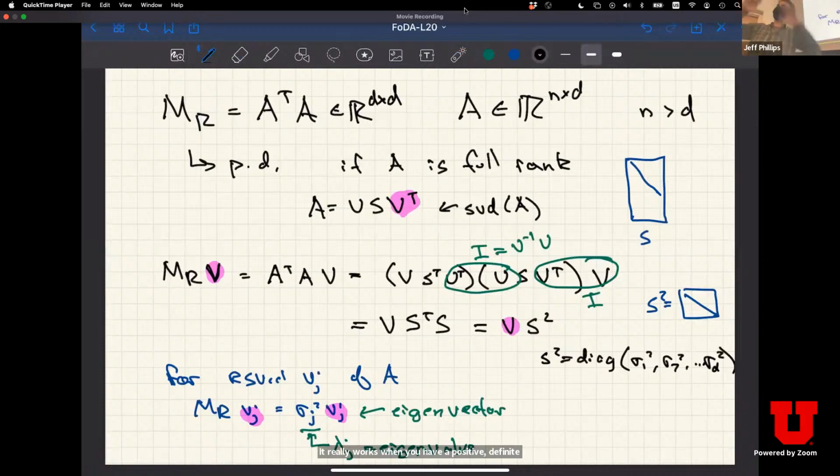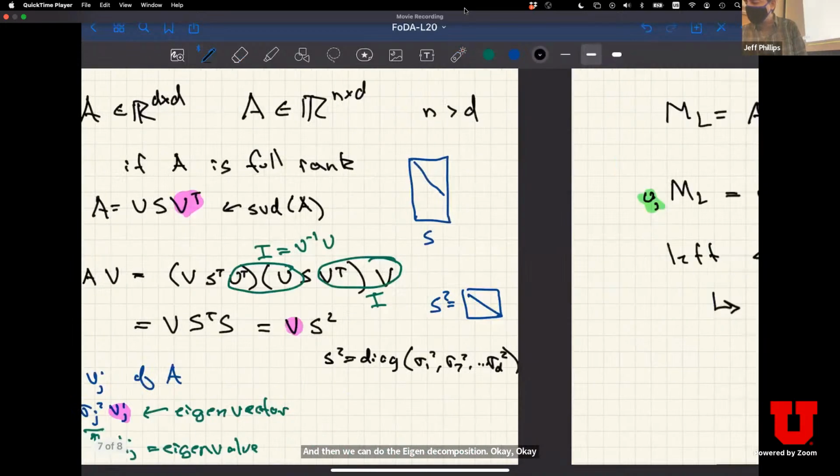Sometimes you can argue that these imaginary things make sense too. If you think in a complex space, they can make sense with your imaginary friends. But in data analysis, we have real values. So we'll think of our real friends in this case, and we can always get them by taking our data matrix A and multiplying it by itself, and then we can do the eigen-decomposition. Okay, before we take a break, I want to do one last thing.